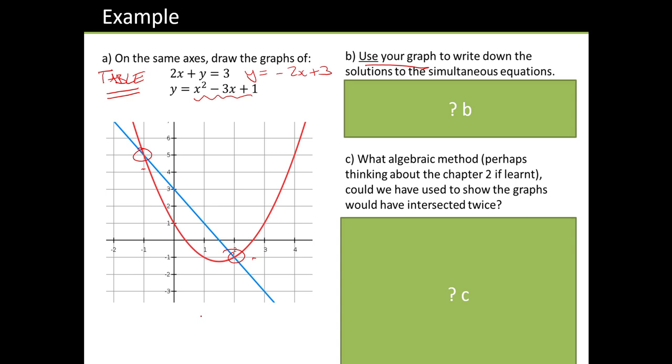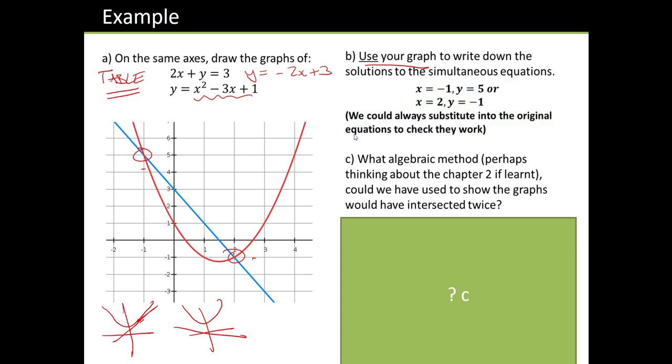Would we always get two solutions? No, we wouldn't. Imagine if I had a quadratic and a straight line like this. I might have no solutions. I might have one. Imagine that there's just one point where there's some sort of tangent. We're going to talk about these all in a moment a little bit more, but it's not as easy as there's always two, there's always zero. Okay, so here are solutions.